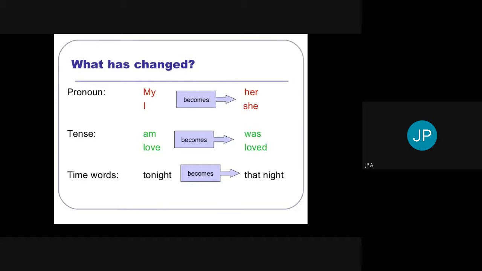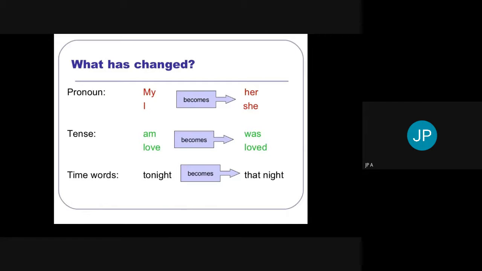Here you can see that am has become was. Love has become loved. So what is that am? Am is present tense. And was is past tense. Similarly, love is present tense. Loved is past tense. So it is actually going one step backwards.